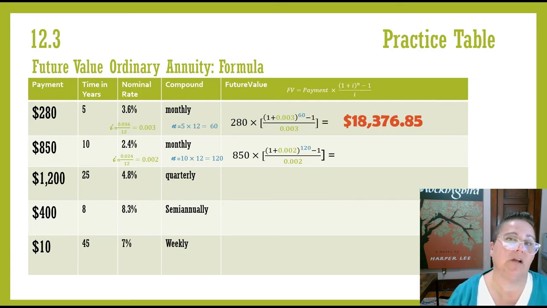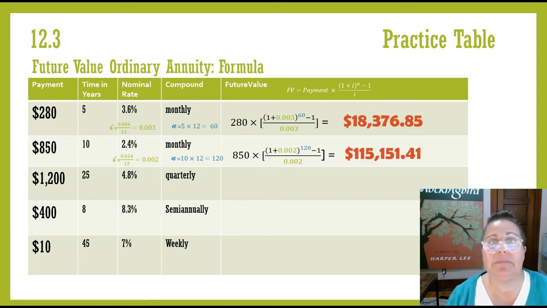Now, do you have more than $100,000? Is the future value of this account more than $100,000 or less? This time you should get $115,151.41. Skipping through the next two.